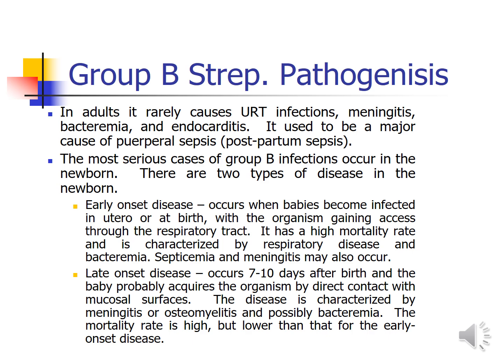The most serious cases of group B infections occur in the newborn. There are two types of disease in newborns: early onset and late onset. Early onset may be seen in babies who get infected in utero or at birth, with the organism gaining access to the respiratory tract. It has a high mortality rate and is characterized by respiratory disease and bacteremia. Septicemia and meningitis also occur.